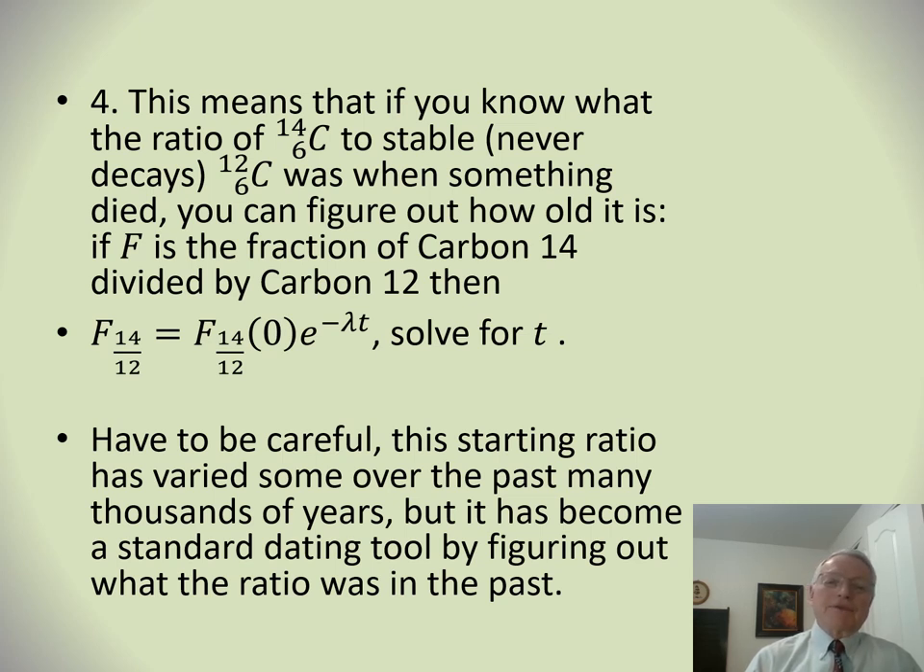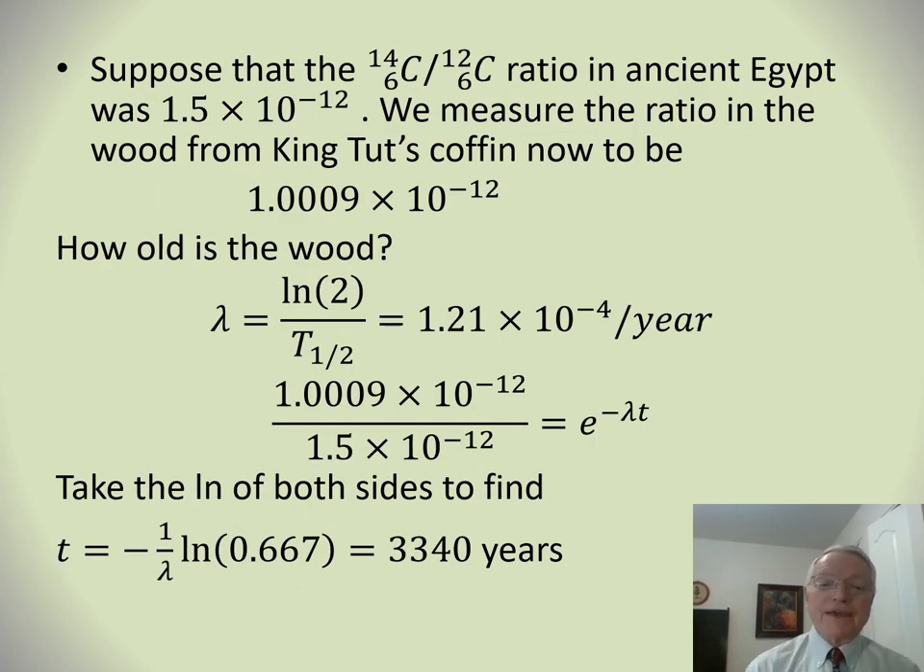Now you have to be careful because this starting ratio has varied some over the past many thousands of years. But scientists have done tests where they use other methods like tree rings to figure out how old something is. And if you know how old something is, you can go backwards and figure out what the ratio was in the past. And so there are tables of this that have been worked on. And so you can find out how old something is.